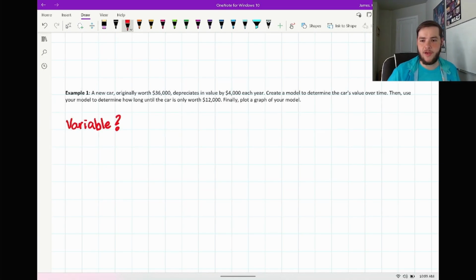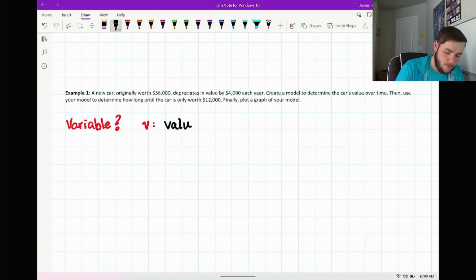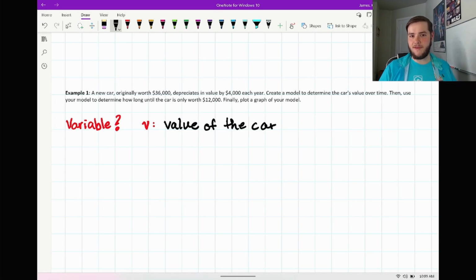What is the variable in this problem? Or in other words, what quantity is changing? This is often expressed in terms of the question being asked. This is asking us to determine how long until the car is only worth $12,000. And now I notice the car's value is actually changing throughout the course of the problem, or over time, right? So the value of the car, maybe I'll call it V for value. The value of the car is my variable.